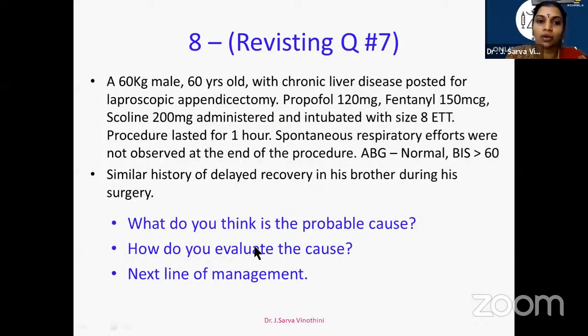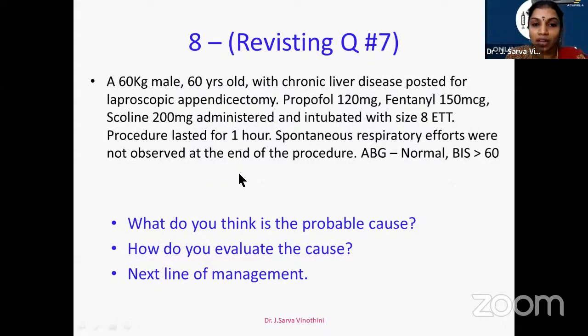The same patient. Now, the same patient, if he had been administered 200 mg succinylcholine, and if we don't get any history of any family member also having a prolonged succinylcholine apnea.